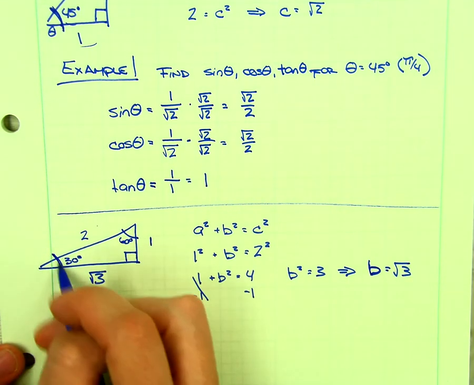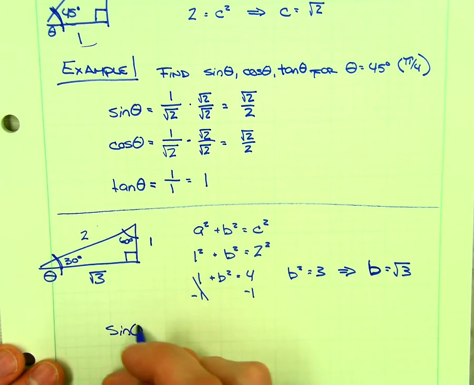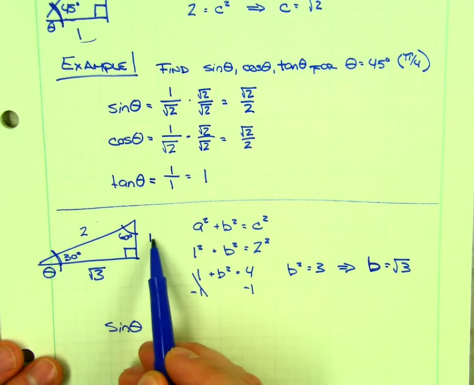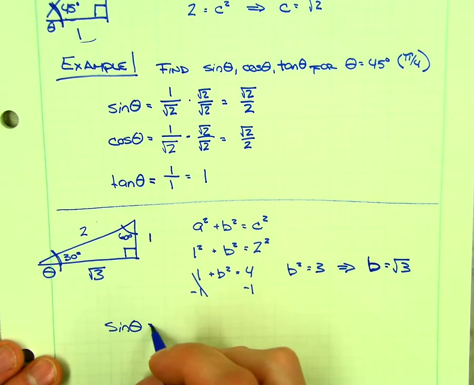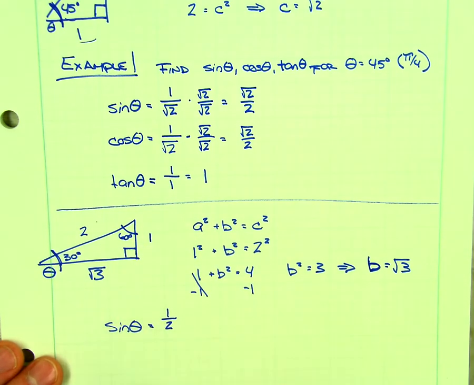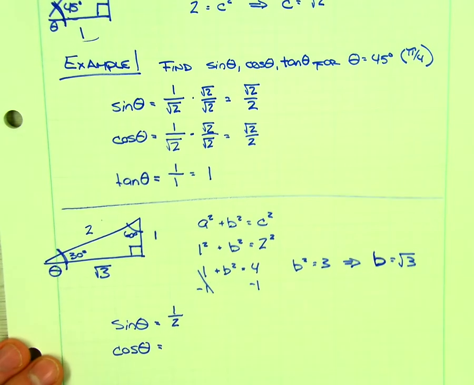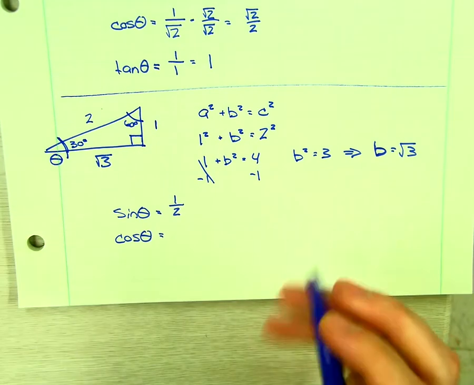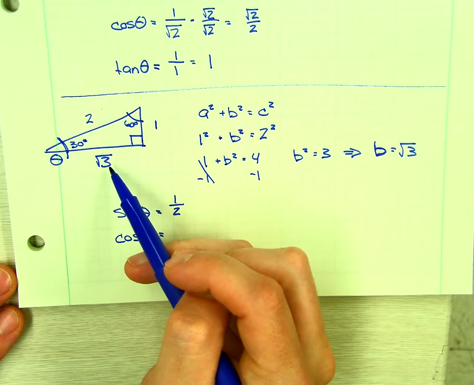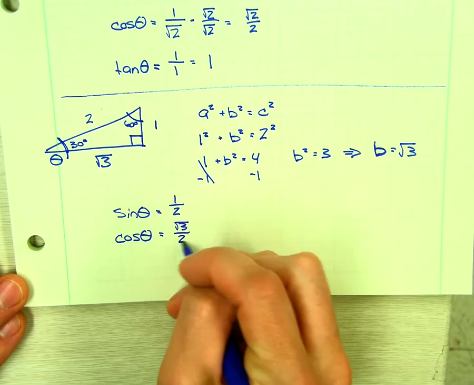Okay, so I'm going to be looking at, once again here, theta. So I can say, okay, the sine of theta is SOHCAHTOA. So I go opposite over the hypotenuse. So I can say, okay, this is going to be 1 over 2. Easy, nothing to it. Now the cosine of theta is going to be equal to the adjacent over the hypotenuse. So right here, square root of 3 over 2.